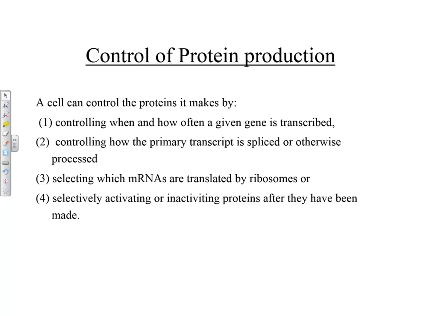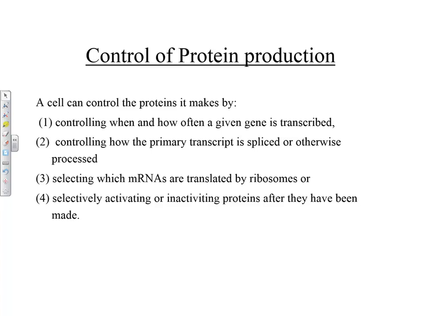Then the third thing that the cell could do: once it's been transcribed into messenger RNA, to get protein, you still need to translate it. So the cell could make decisions about which of the messenger RNAs should be translated by the ribosomes. Because if you just do transcription, you don't do translation, you don't have any protein, right? So you haven't produced any protein. And the last thing that the cell could do is selectively activate or inactivate proteins once they are produced. Okay, which one do you think the cell will use the most among these 4?